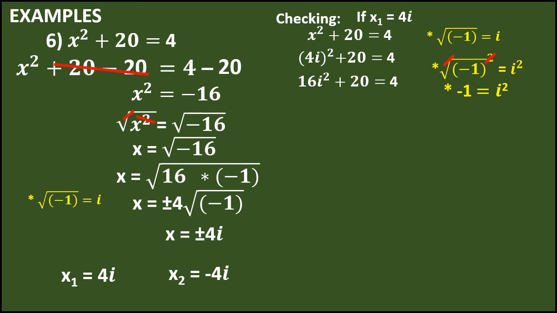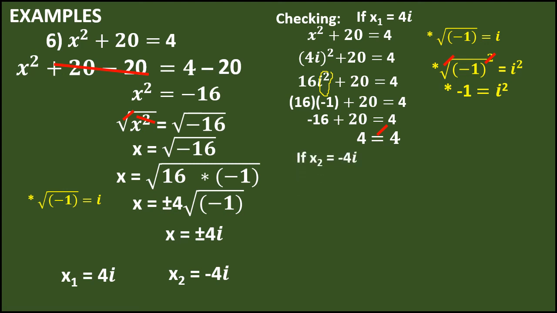So if we have here 16i squared, we can replace i squared as negative 1. So we have 16 times negative 1 plus 20 equals 4. 16 times negative 1, the product is negative 16, plus 20 equals 4. And we have 4 is equal to 4. They are equal, so again, we can accept 4i as a solution to the quadratic equation x squared plus 20 equals 4. What about the negative 4i?